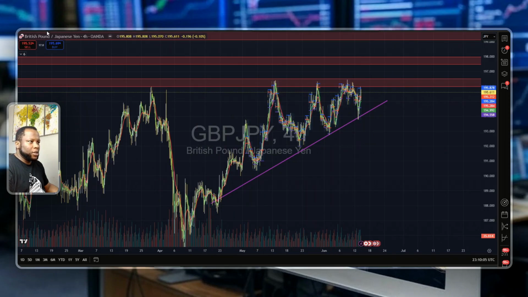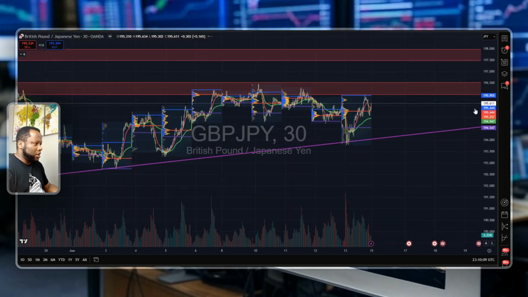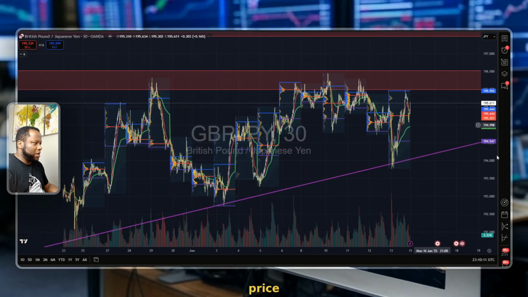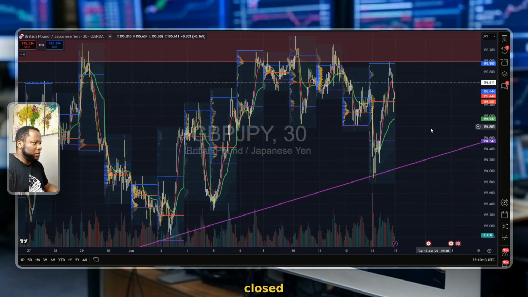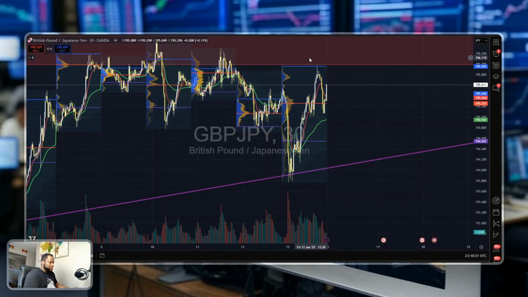All right. So we go on the 30 minutes. That's where I look for my buy and my sell zones. On the 30 minutes, price actually closed above the VWAP. This is the VWAP I have on my chart, and price is currently above the 9 EMA. All right, and we have our zones there.